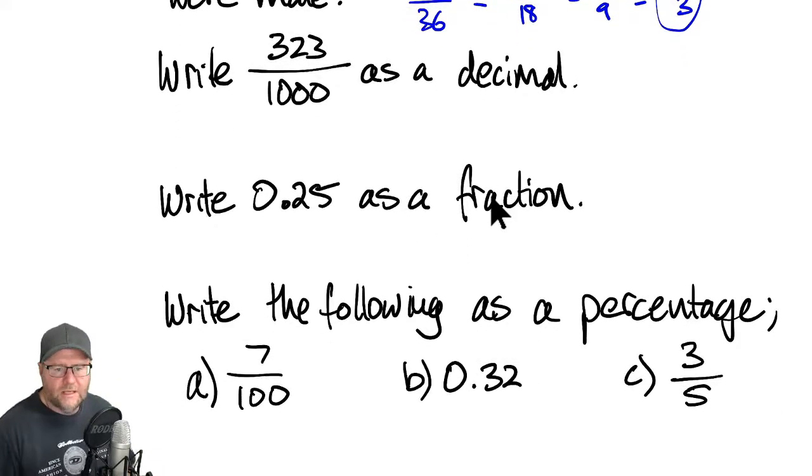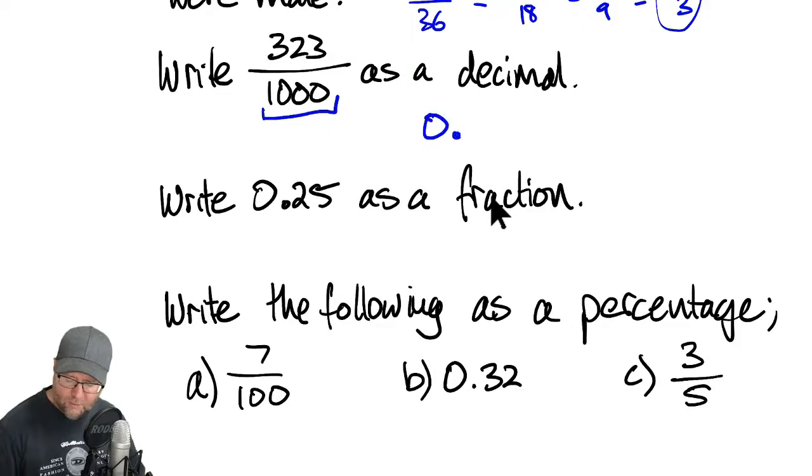Right, 323 over 1,000, which is a big fraction, as a decimal. All right, here is my little strategy for this one. My decimal, I've got thousands on the bottom. So my decimal is going to have to go out to a thousandths column. So I'm going to put 0.